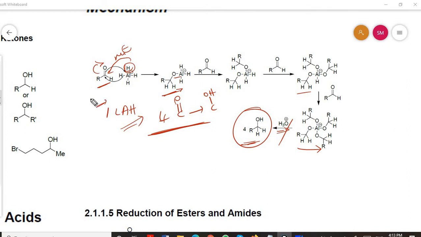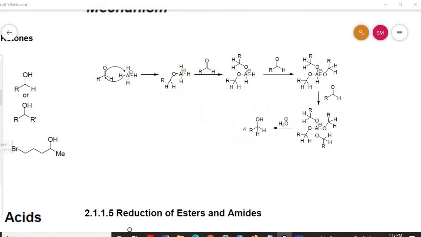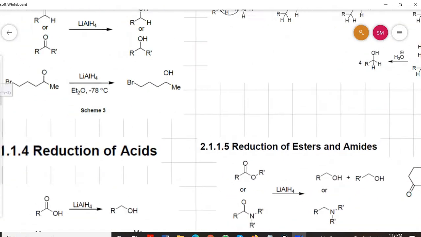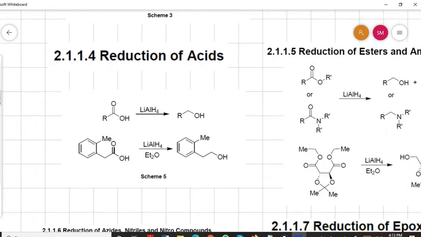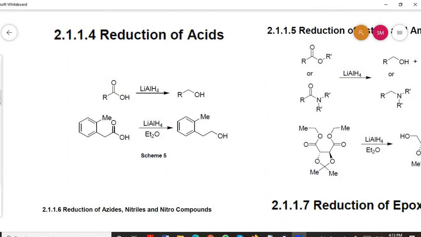So everywhere nucleophilic addition is the main reaction, and the nucleophile here is H minus. Okay, so we're going to see the next application.